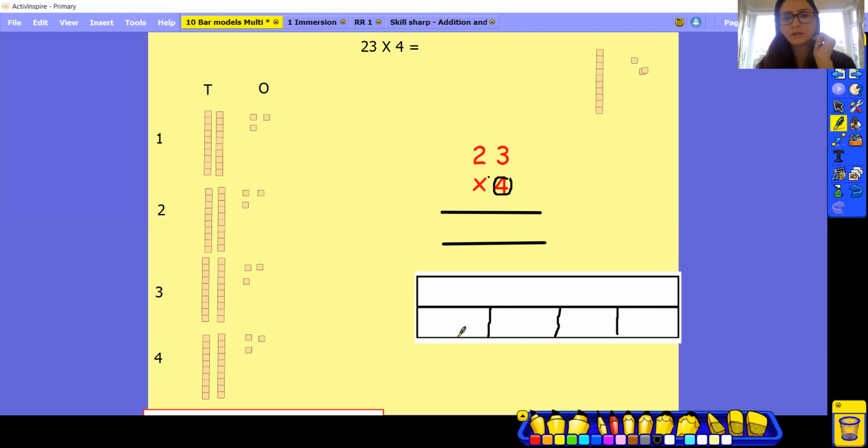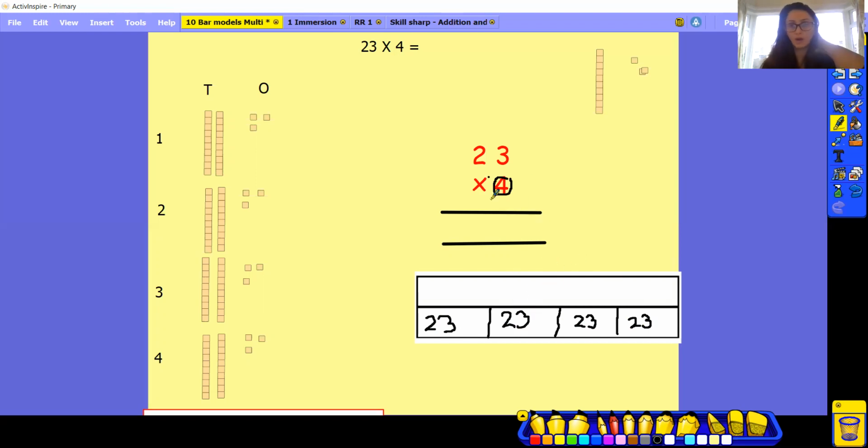And one of those boxes, what do you think the value of one of those boxes is going to be? Well done if you said one of those boxes is going to be worth 23. Okay, so I'm going to have to write 4 lots of 23. There we go. That's quite nice and neat, hopefully.